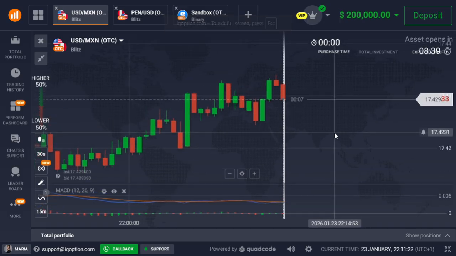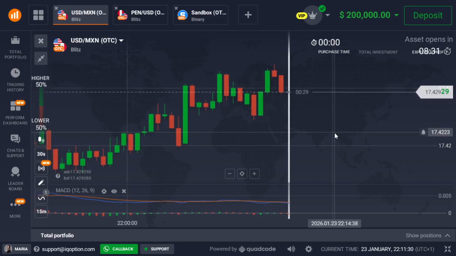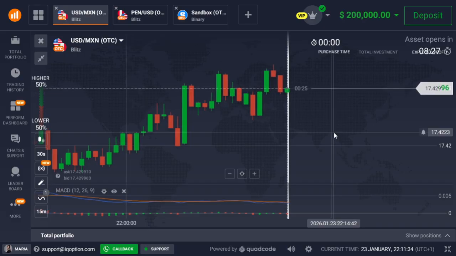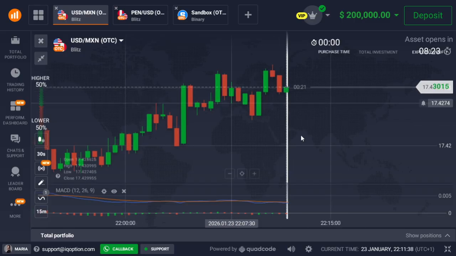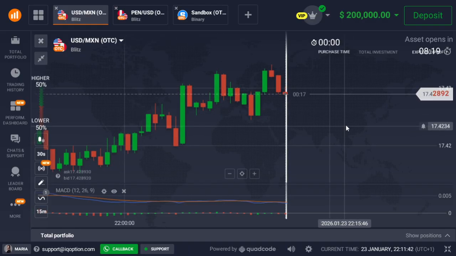Alright guys, this is IQ Option. IQ Option is one of the best binary brokers anyone can use to trade. It's very easy, and this is how the platform looks.